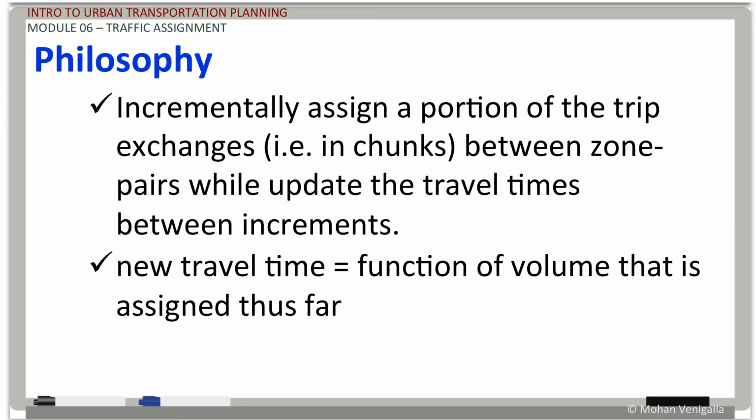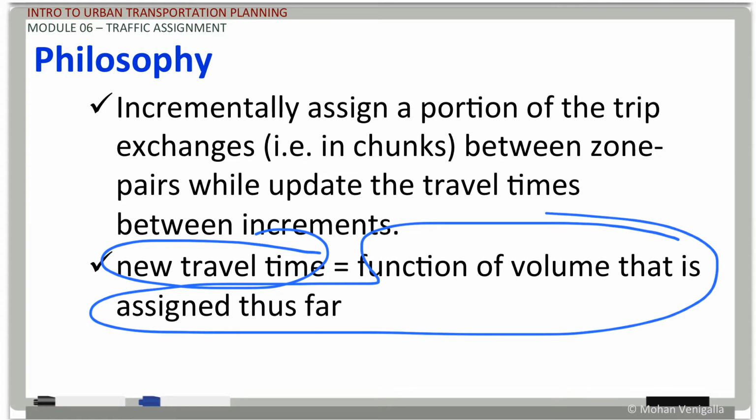Speaking of iterations, one of the reasons why we iterate is that the volume assigned is dependent on travel time, and travel time is dependent on volume to capacity ratio. They are dependent on each other, which is the reason why you do an iterative way to recurse. So each time you go from one iteration to another, you will compute the new travel time as a function of volume that is assigned thus far.